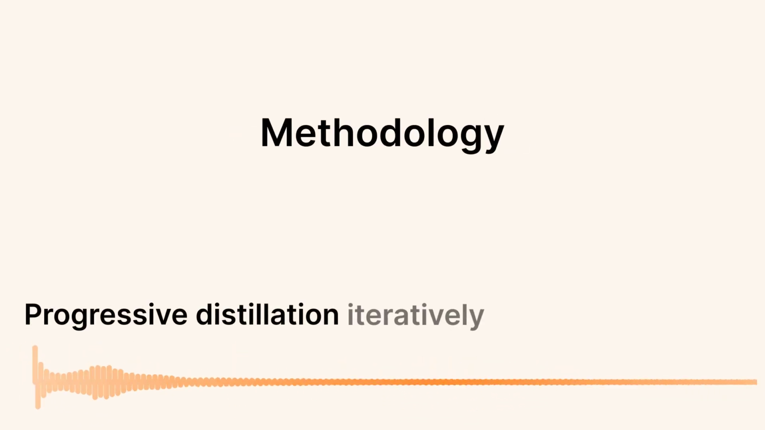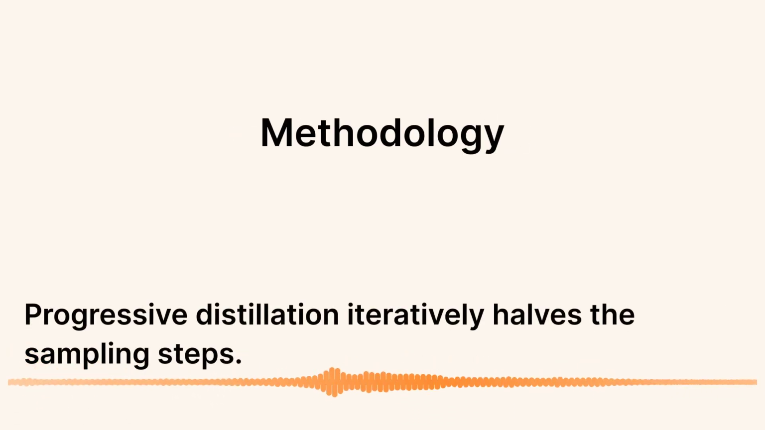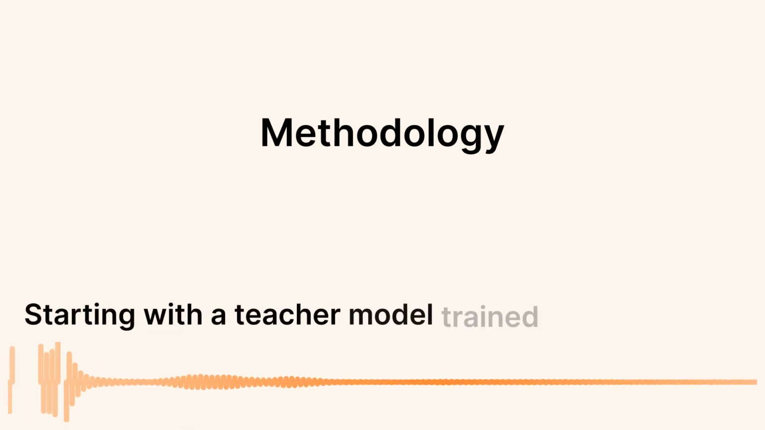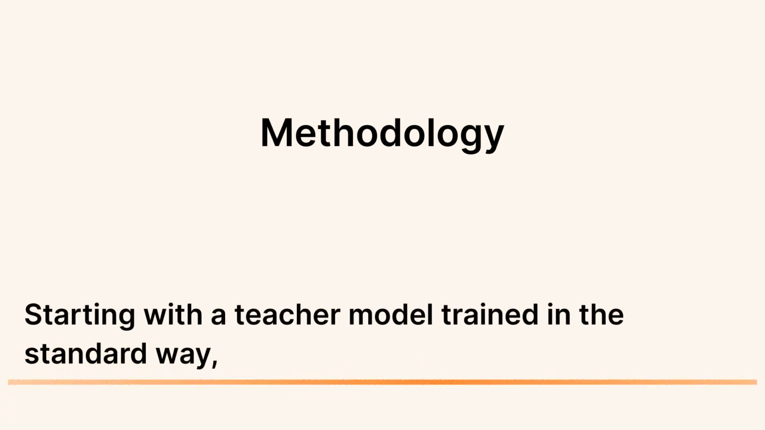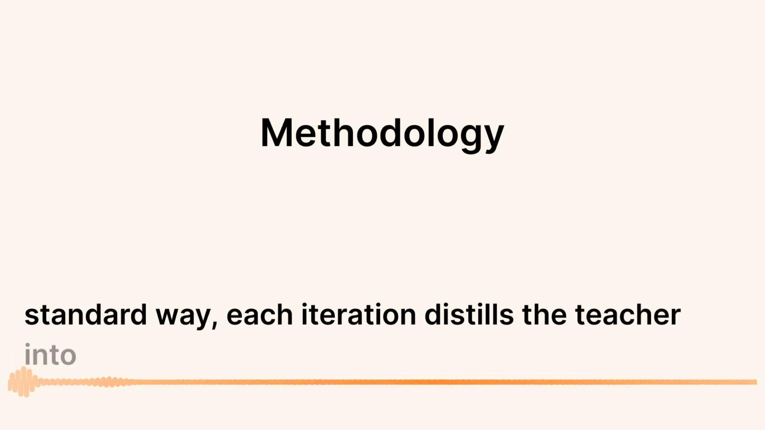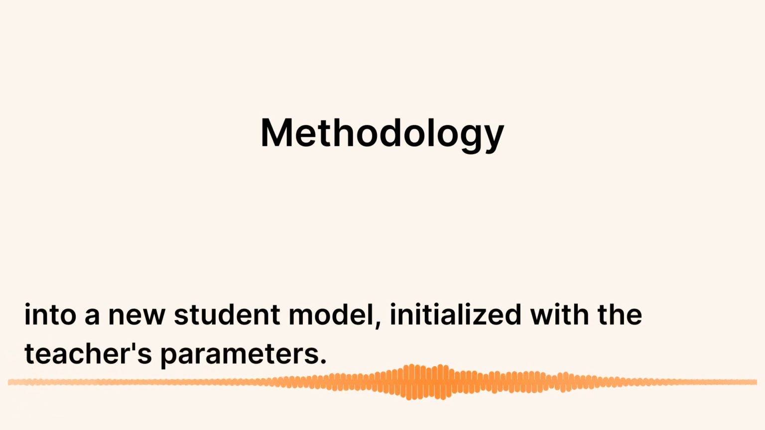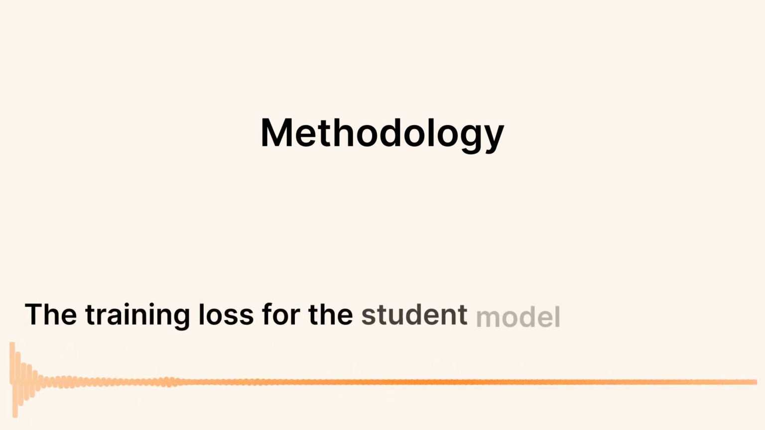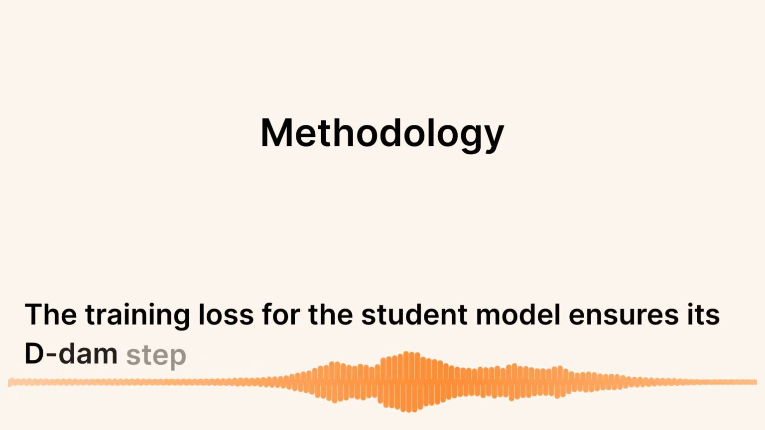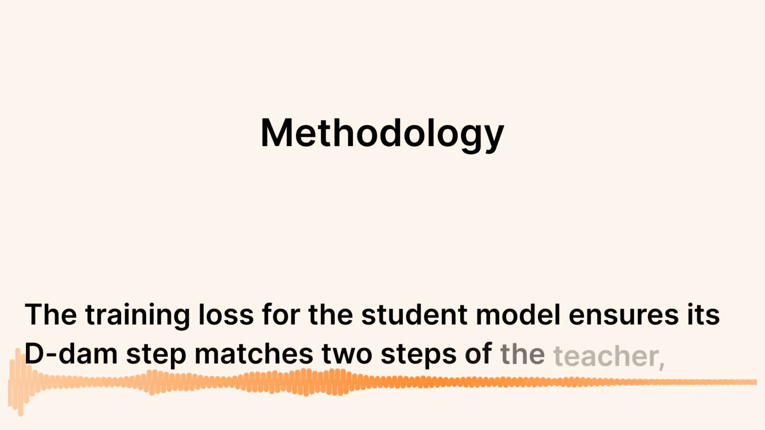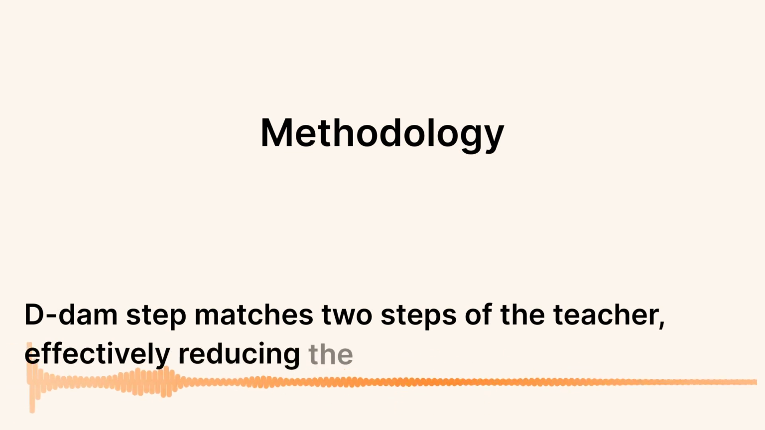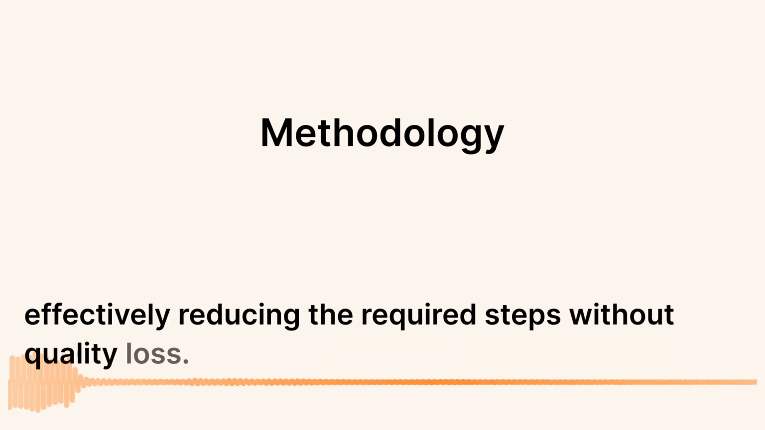Progressive distillation iteratively halves the sampling steps. Starting with a teacher model trained in the standard way, each iteration distills the teacher into a new student model, initialized with the teacher's parameters. The training loss for the student model ensures its DDIM step matches 2 steps of the teacher, effectively reducing the required steps without quality loss.